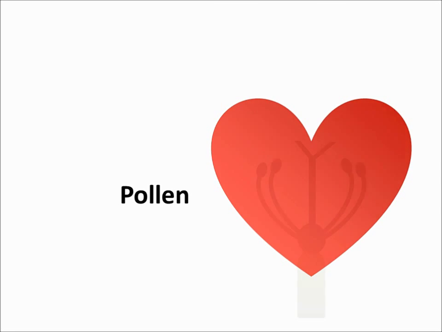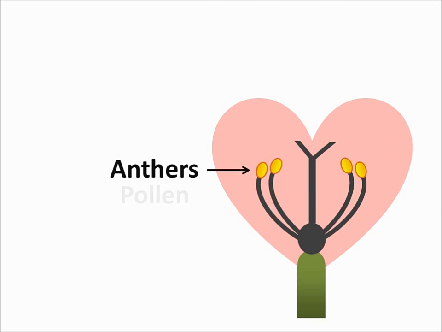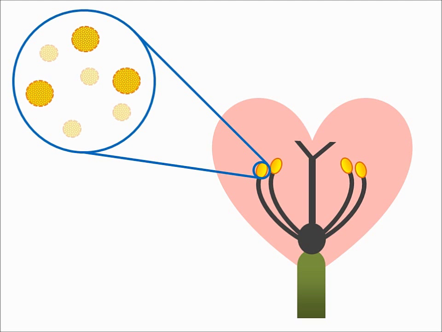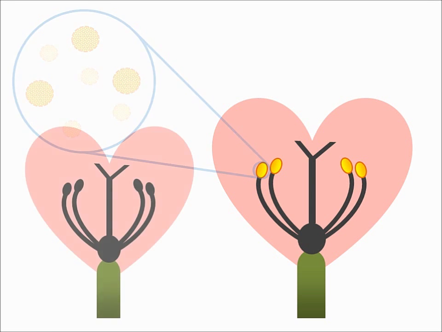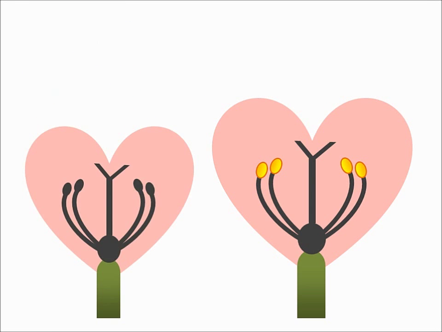It's produced by the male parts of the plant, specifically the anthers. Pollen consists of microscopic grains which contain the male genetic material. When lots of these grains collect in one place, we see them as a dust or powder. To reproduce effectively, pollen needs to be transferred to the female parts of the flower on a different plant.